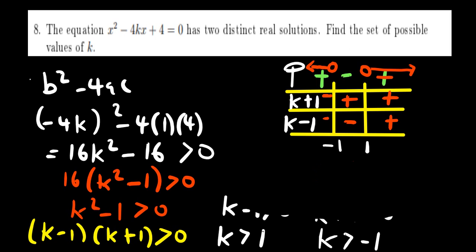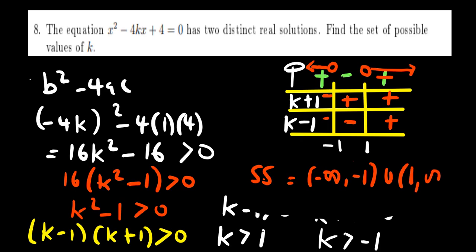Okay, our solution set, let me say SS, will just be equal to all the numbers from negative infinity to negative 1, where negative 1 is not included, union from 1 to positive infinity. Okay, you are done like that. That will be your solution set.